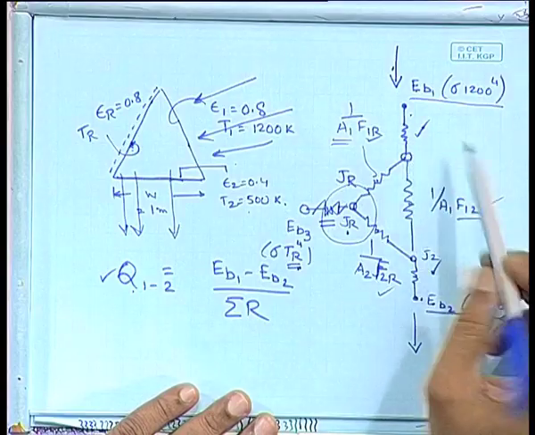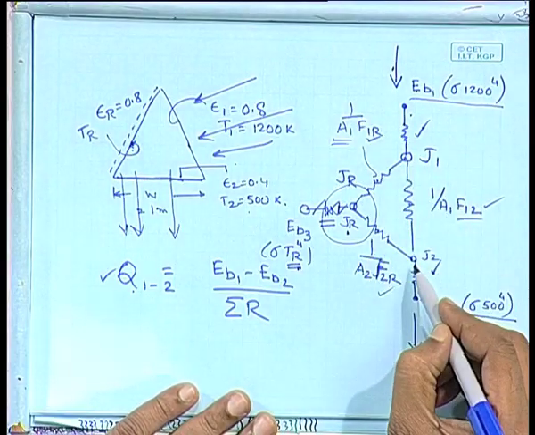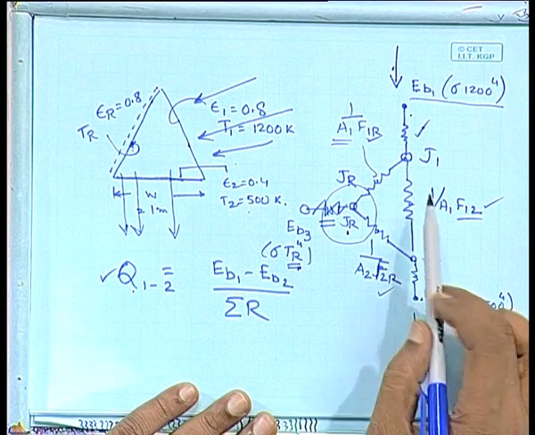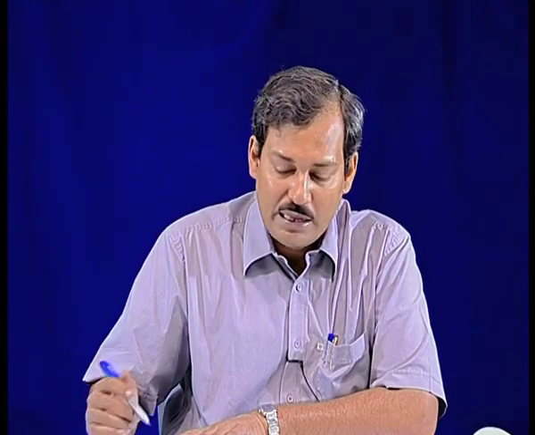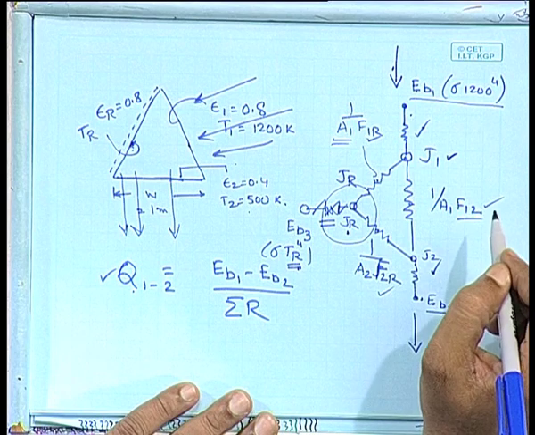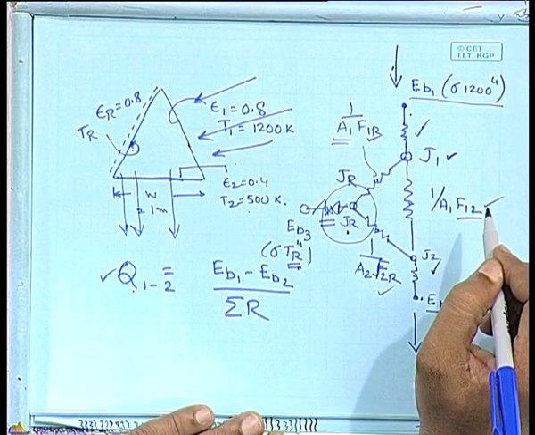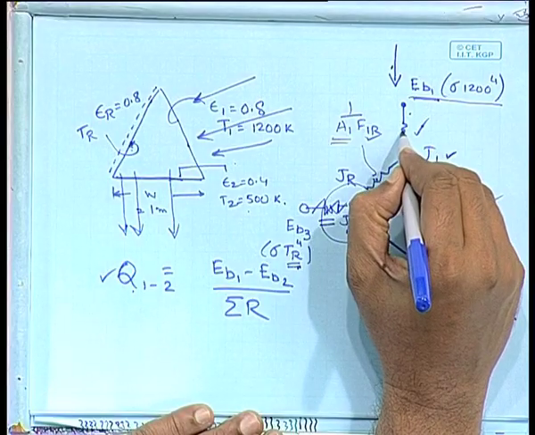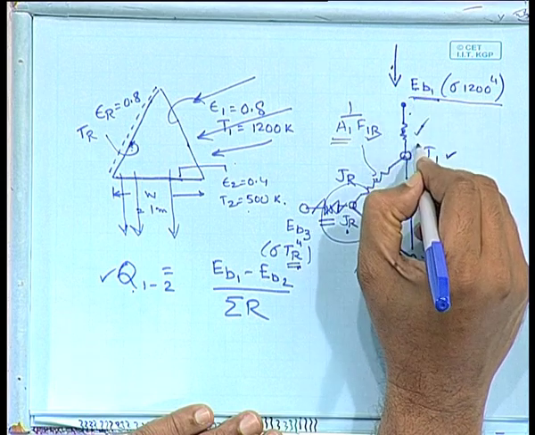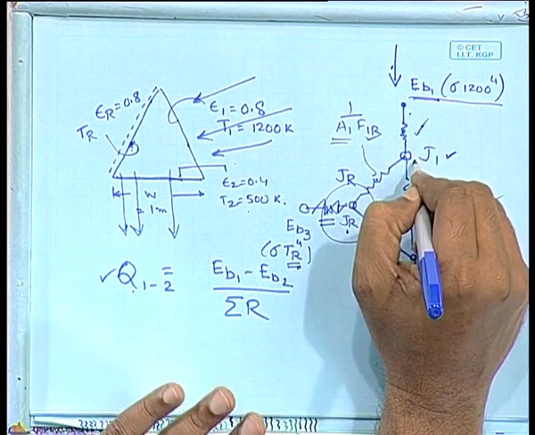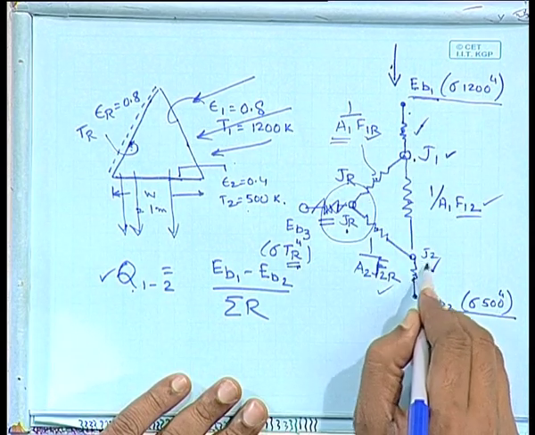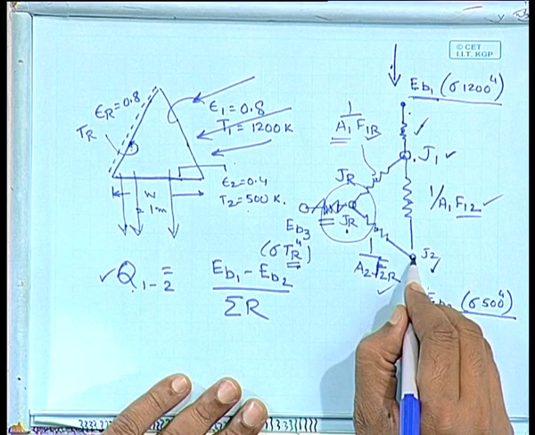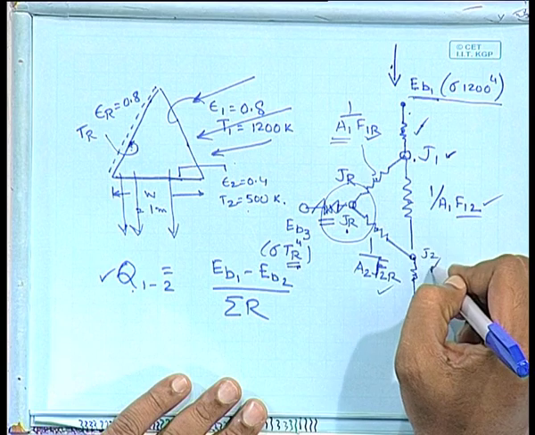The flow from J1 to J2 is known, EB1 to EB2 is known, EB1 to J1 is known. So, would you be able to find out the numerical value of J1? Your EB1 is known, the resistance is known, the flow is known. So, J1 can be found out. All of you are with me. EB2 is known, resistance is known, flow is known. So, J2 can be found out. So, suppose I know the numerical value of J1 and J2.